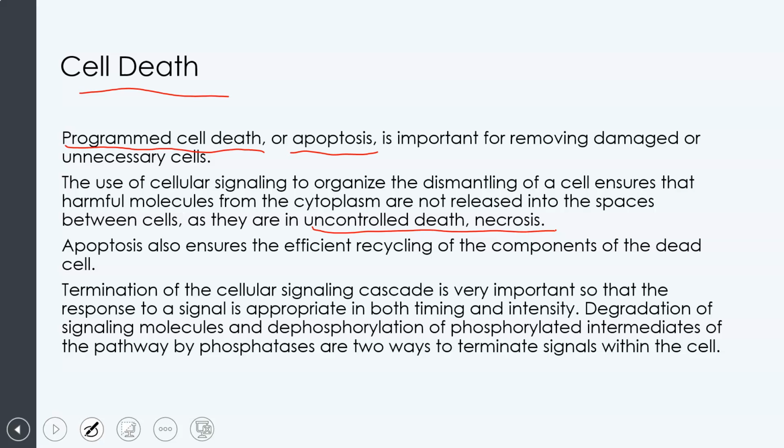Termination of the cellular signaling cascade is very important so that the response to a signal is appropriate in timing and intensity. Degradation of signaling molecules and dephosphorylation of phosphorylated intermediates of the pathway by phosphatases are two ways to terminate signals within the cell.